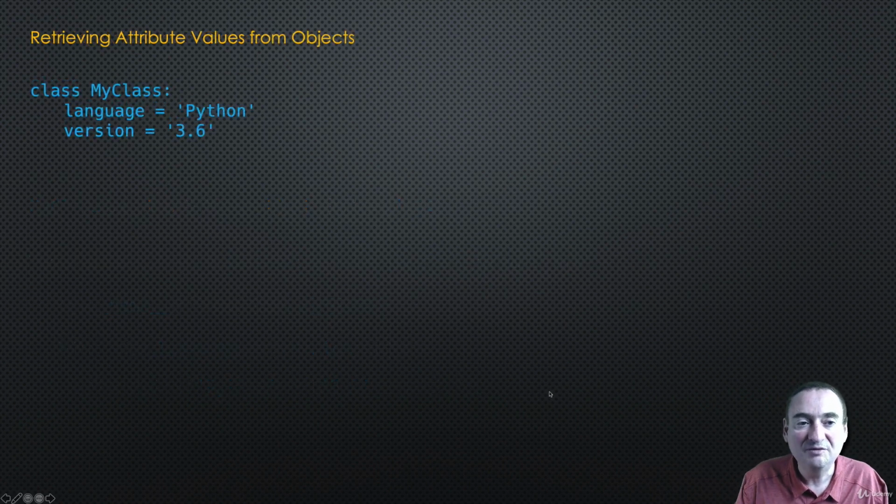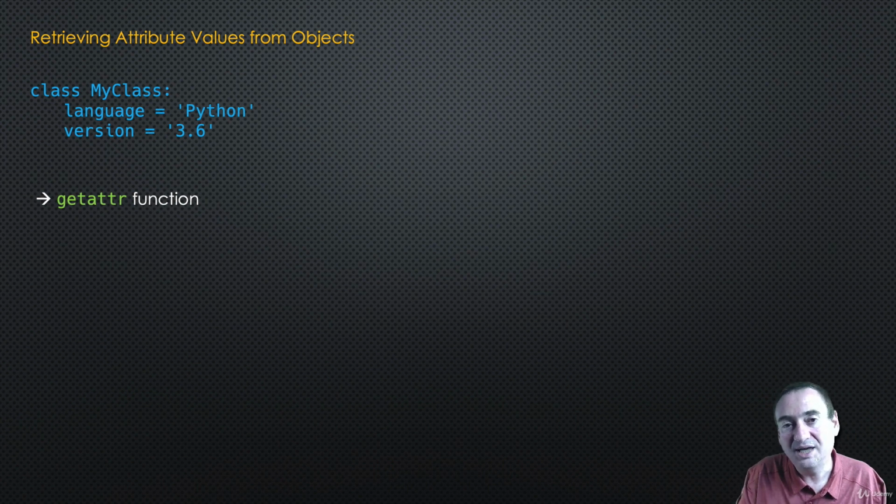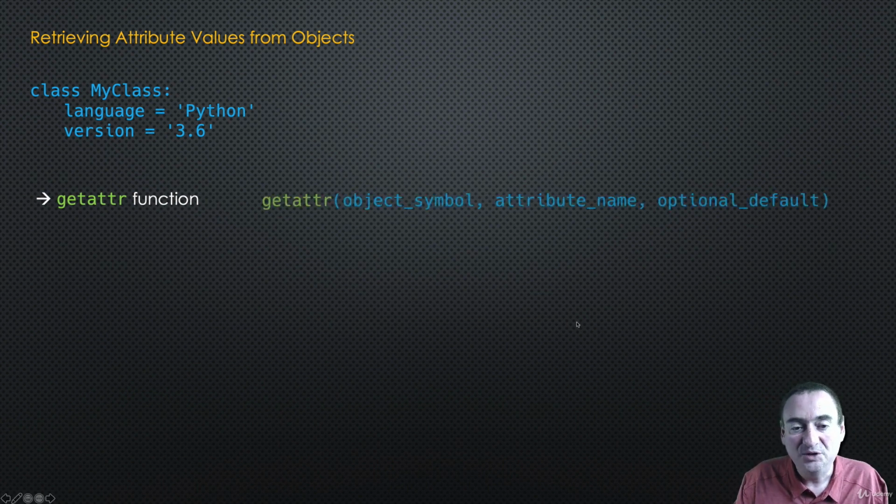Now, how do we retrieve attribute values from objects? And this applies to objects in general, not just classes. Since a class is an object, this works the same way. Well, there is a built-in function in Python called getattr. And the way we use it is we call this function, we pass in the object symbol. Maybe, for example, myClass. So it could be the function name, for example, right? The symbol that we have for a function. Or maybe it's something else. And we'll see this really applies to any object.